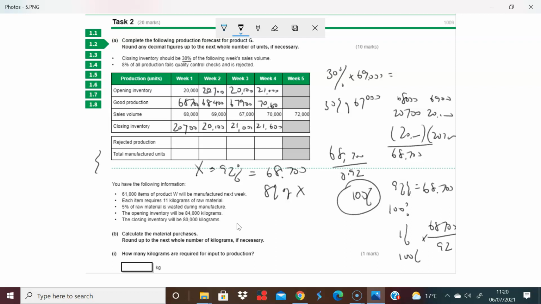So when you do that, and you chuck that in your calculator, you will see that your total production here is 74,674. Here it's 74,348. Here it's 73,805, and here it's 76,740. And of course, I can subtract the two or find 8% of this, whatever I do, and get my answers of the rejected productions of 5,974, 5,948, 5,905, 6,140. Cool.